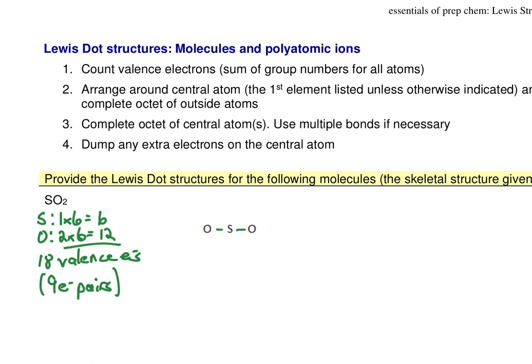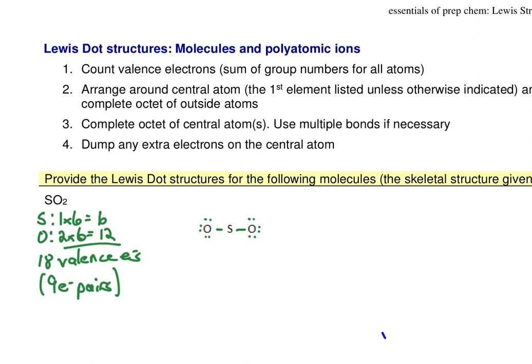So each of the oxygen atoms will require 3 lone pairs to complete their octet. Completing the octet of the outside atoms uses up 8 of our 9 electron pairs. Now we want to complete the octet on the center atom.